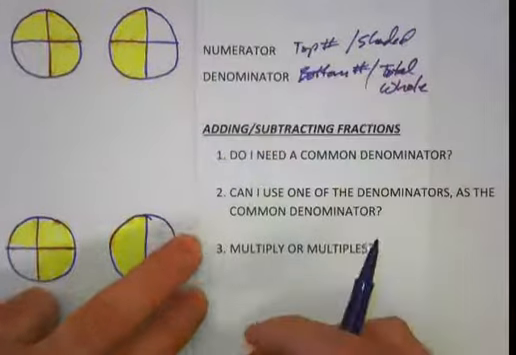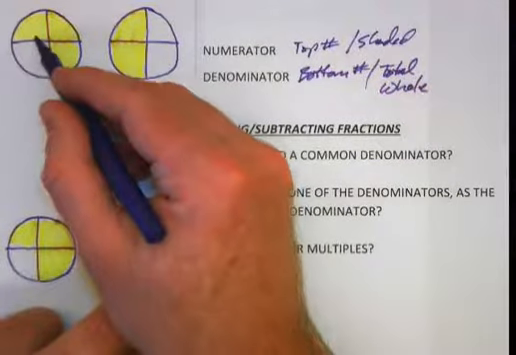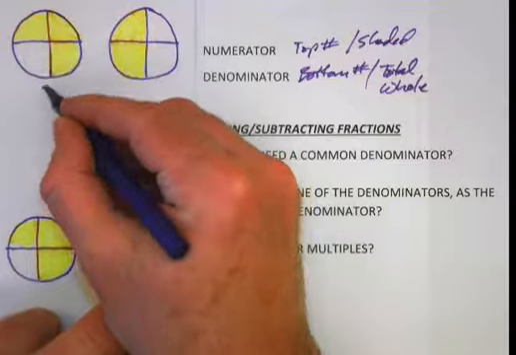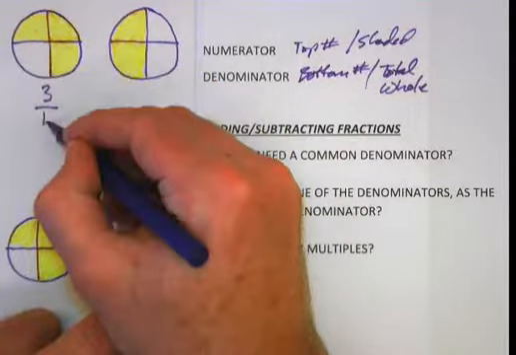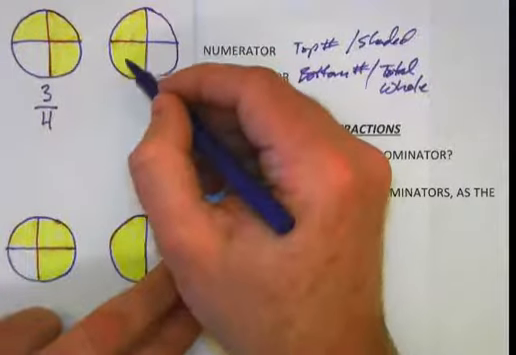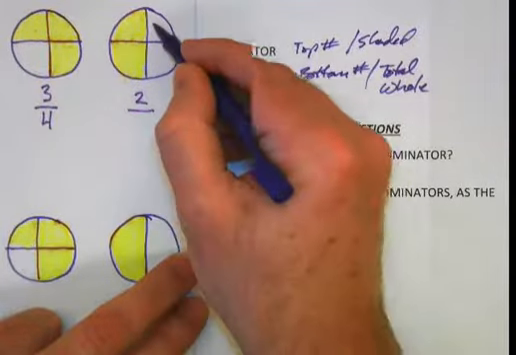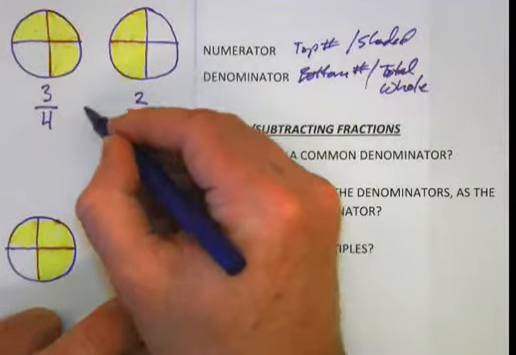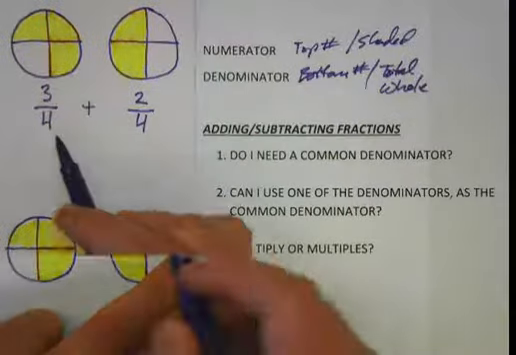Okay, so we look at our pieces here and we notice a couple of things. First, our top number, 1, 2, 3 pieces are shaded. Our bottom number, 1, 2, 3, 4 total pieces. And we also notice in our next one we have 1, 2 pieces that are shaded, and our bottom number, 1, 2, 3, 4. So if we were adding these two fractions, we would go ahead and look at our top number and our bottom numbers.